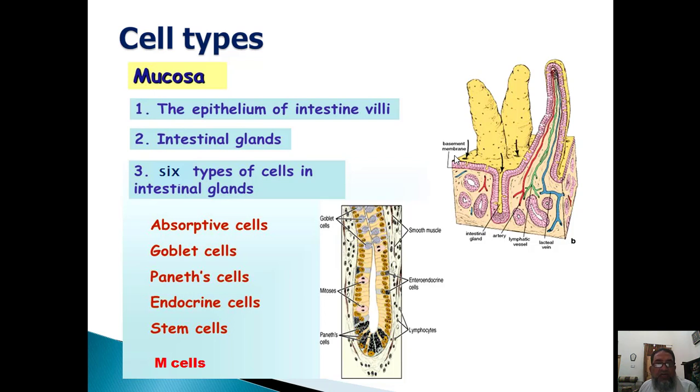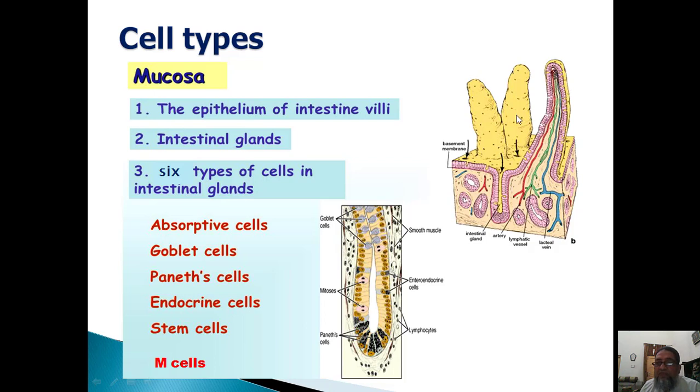Now, what are the cell types present in the crypts of Lieberkühn or intestinal gland? There are six types of cells present in the intestinal gland: absorptive cell first, goblet cell, Paneth cell, enteroendocrine cell, stem cell, and M cell. Six types of cell lines are present in the mucosa or the intestinal gland. Now we will discuss one by one.